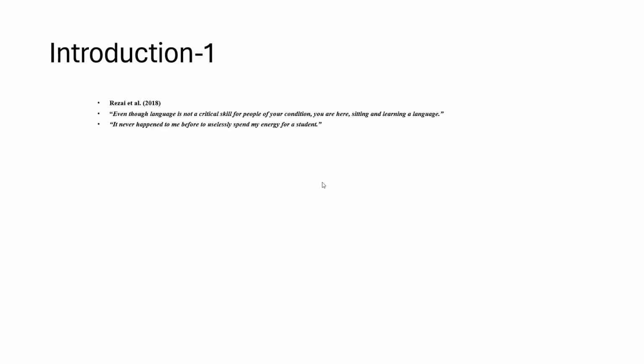To begin with, I would like to draw your attention to these excerpts, statements by EFL teachers who have had experience in teaching inclusive classrooms. Despite their experience, their attitudes towards the inclusion of disabled students remain less positive.